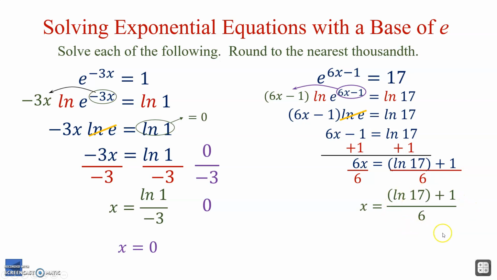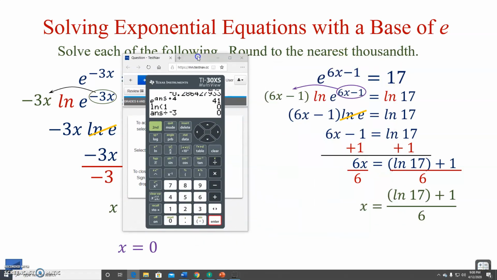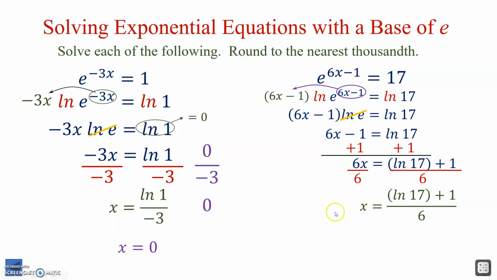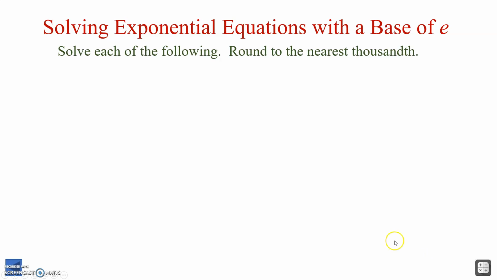What I have here in green would be the exact answer, but they want us to round. So we'll go ahead and see what we get. Let's clear this up. It's a fraction, so ln 17, close my parentheses, plus 1, and we get all over 6. Calculator tells us 0.638-ish. Let's go and check first. So second e to the 6, second answer, minus 1. Let's see what we get. Bam, there's a 17. So it looks like our answer is 0.639. All right, I think 2 more.